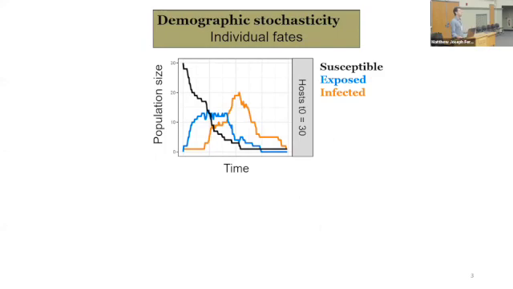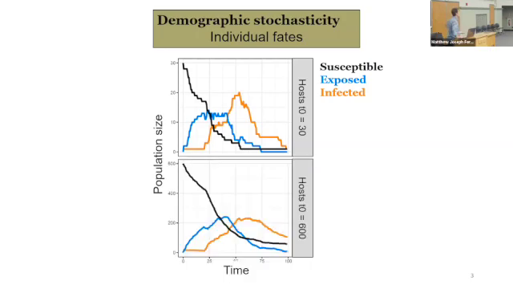Contrast that with demographic stochasticity, which are the random events that befall individuals. We're tracking each individual's life history. There's a stochastic ordering of the events of transmission, decay of pathogen, et cetera. And that changes the epidemic outcome based on the order of those events. Because it's individually based, larger populations seem to approach deterministic cases.